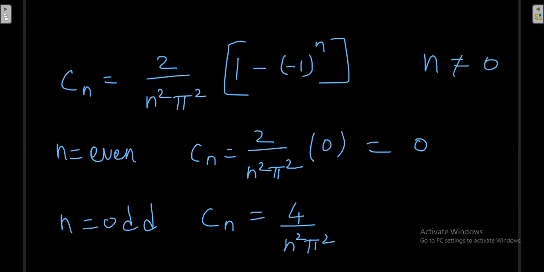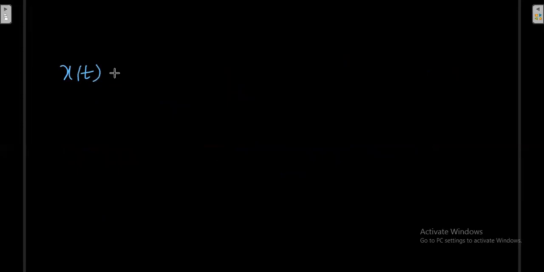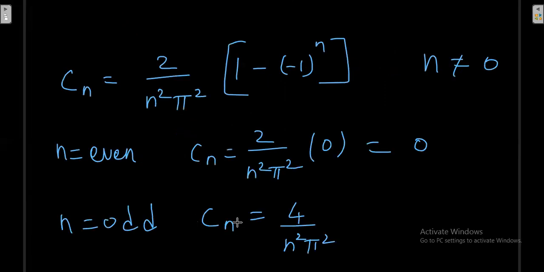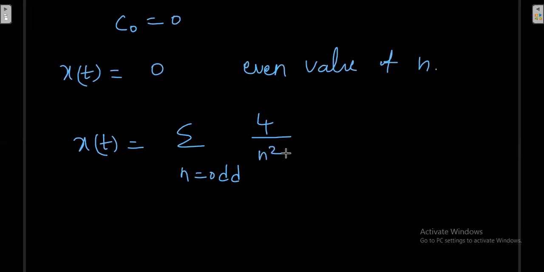So finally, how to represent x of t? x of t is equal to 0 for even values of n. Then x of t is equal to summation. Again, already c0 is 0. So we can write, only for odd values of n, we are getting Cn is equal to 4 divided by n square pi square, then e power minus jn omega naught t. Okay, so finally this is the expression.